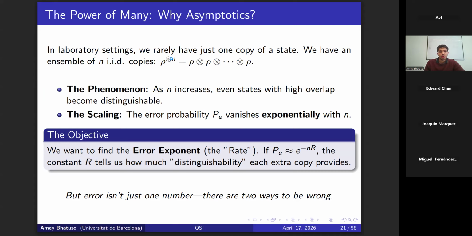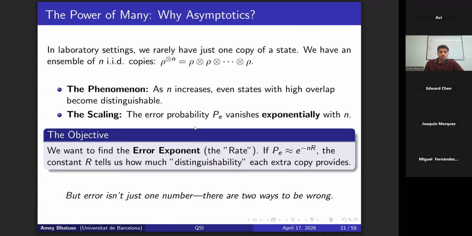Mathematically, you can write it like this, as a tensor product. So the question that we are asking is, what if we increase this n copies? Can we do better than what we saw? The success probability that we had, can we do better? And somehow the answer is yes. As n increases, even states that have very high overlap, which must be very difficult to distinguish, actually become distinguishable. And the error probability vanishes exponentially with this number of copies.